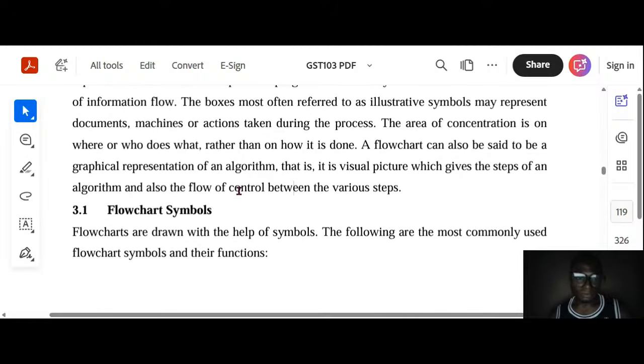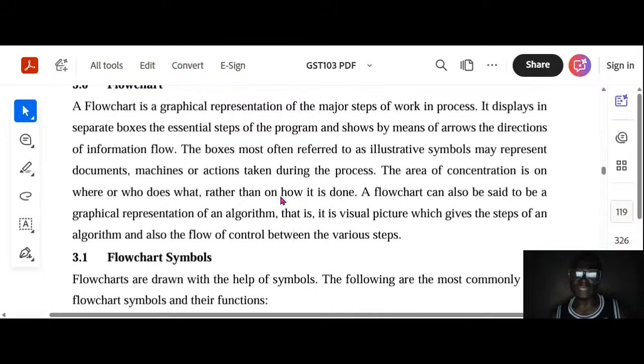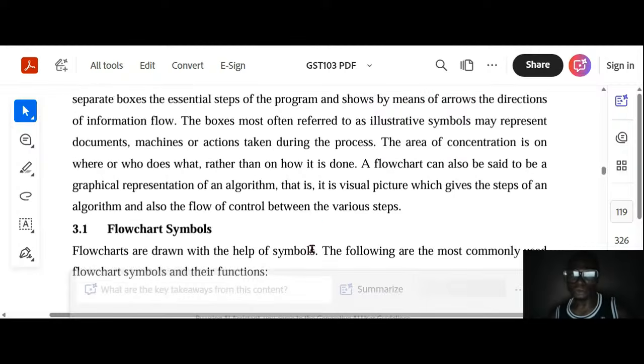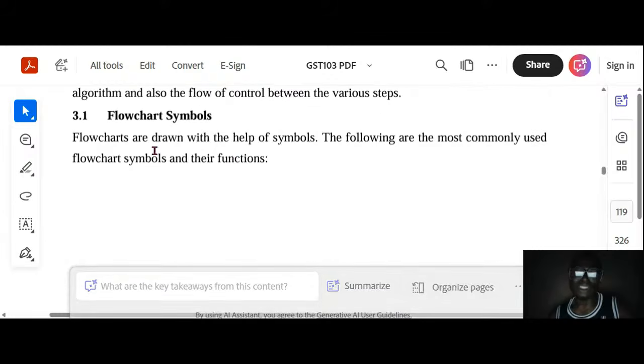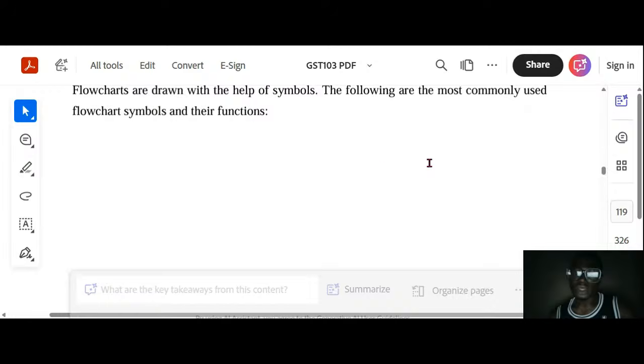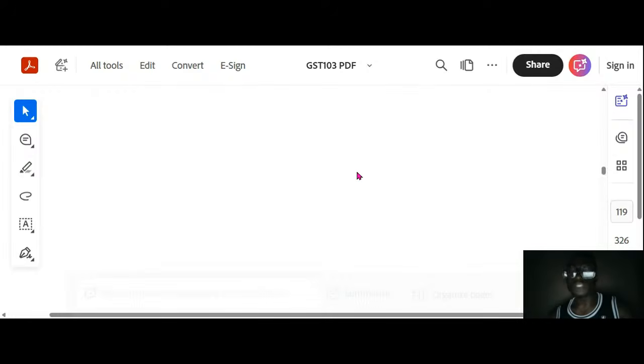All right, so flowchart symbols. You know what a flowchart is. Let me repeat this statement again and again. A flowchart is a graphical representation of the major steps of work in process. All right, let's go to flowchart symbols. Flowcharts are drawn with the help of symbols. The following are the most commonly used symbols.